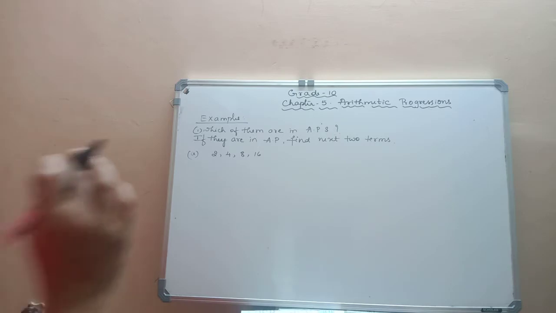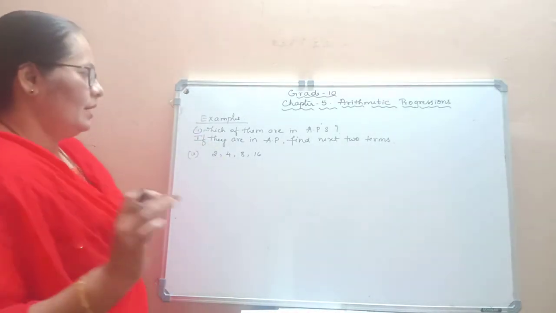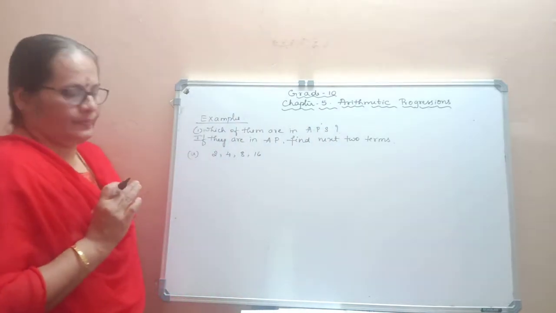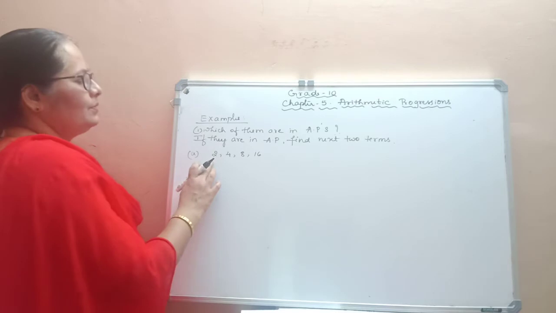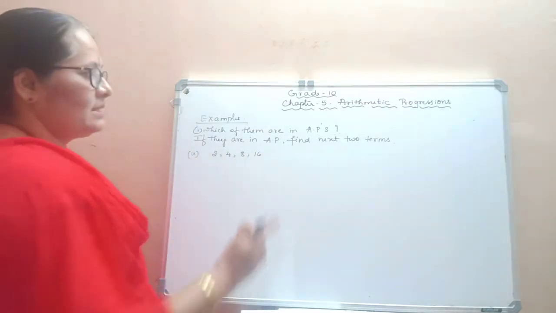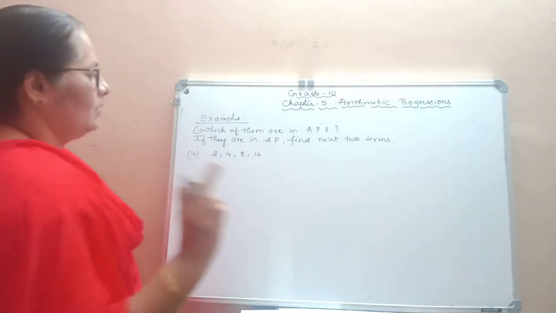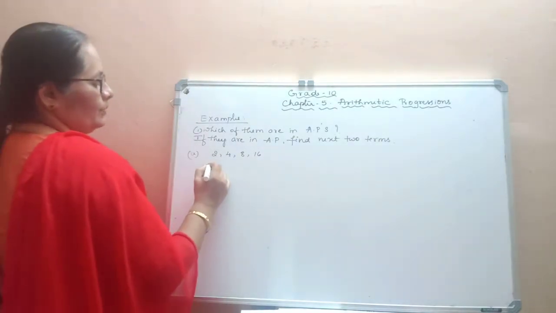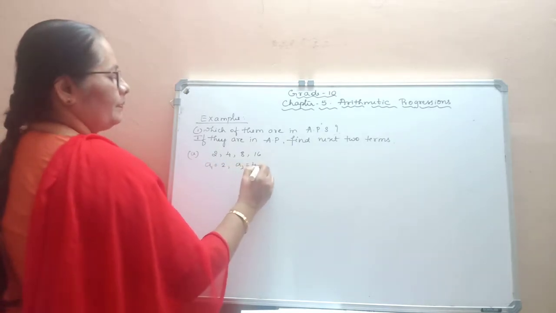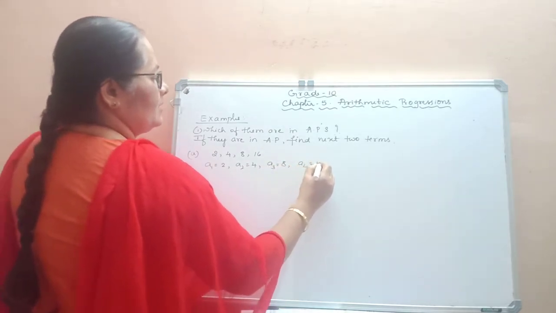Okay, let us take some examples. Whether the sequence is in AP or not. If they are in AP, find the next two terms. Okay, the first one is 2, 4, 8, 16. First we have to check whether the sequence is in arithmetic progression or not. The first term A1 is 2. The second term is 4. The third term is 8. The fourth term is 16.